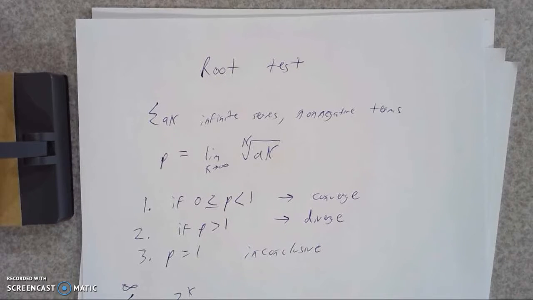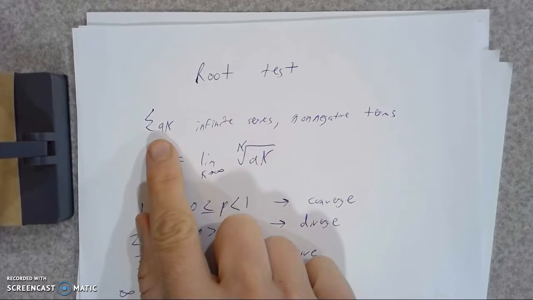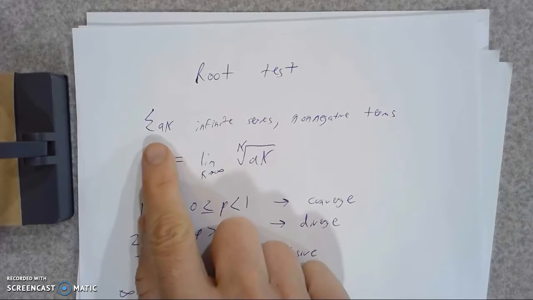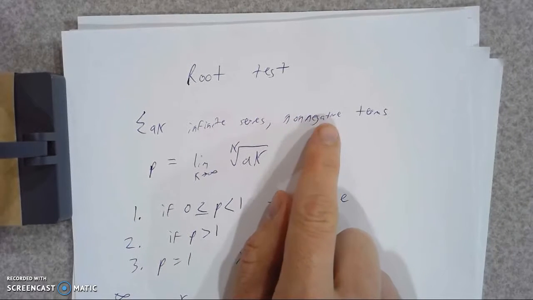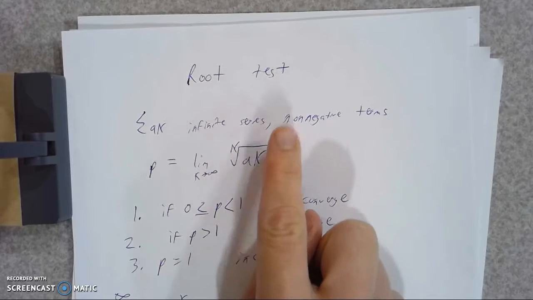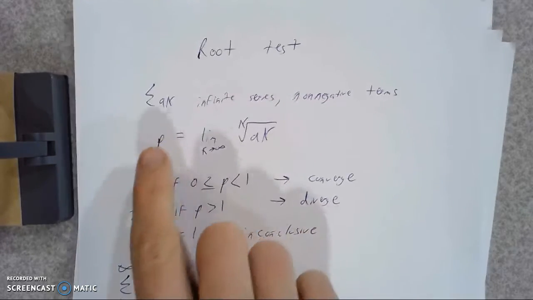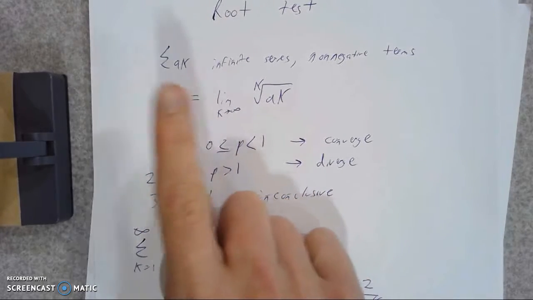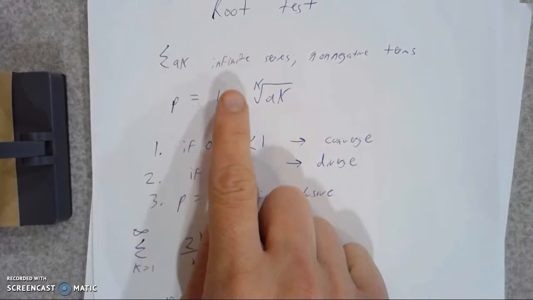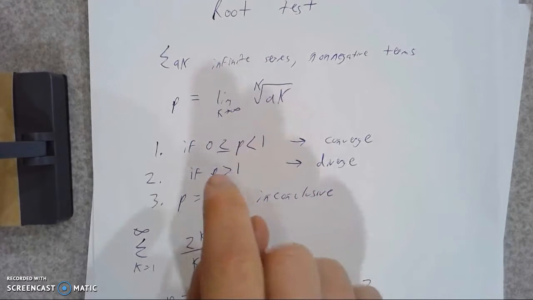Okay, we're back to discuss another test. This test is called the root test. Once again, we have the series, sum of a_k. We need non-negative terms to use the root test, so we don't have to have positive terms, but basically we do. So non-negative terms. And we're going to look at, I think this is actually a rho, but we'll call it p, is the limit as k goes to infinity of the kth root of a_k.